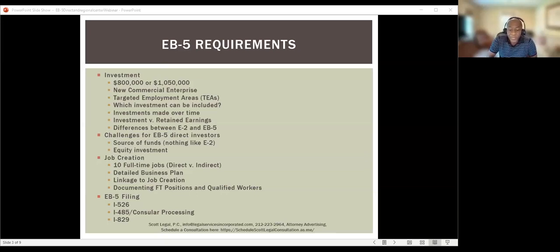And the investment does have to be an equity investment. So it can't be like a loan to an entity or something like that. Unlike E2, there's no ownership percentage that's required. It can be 1%, it can be a fraction of a percent, but it does have to be some type of equity investment.